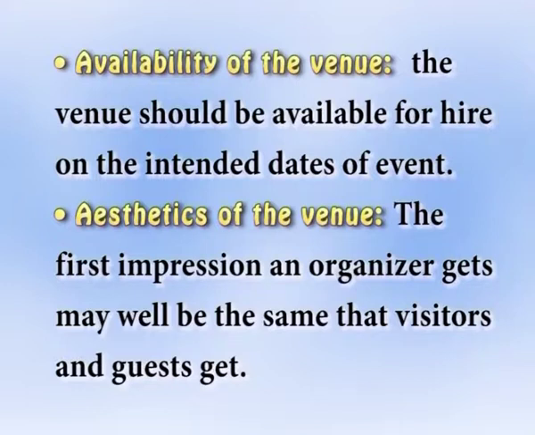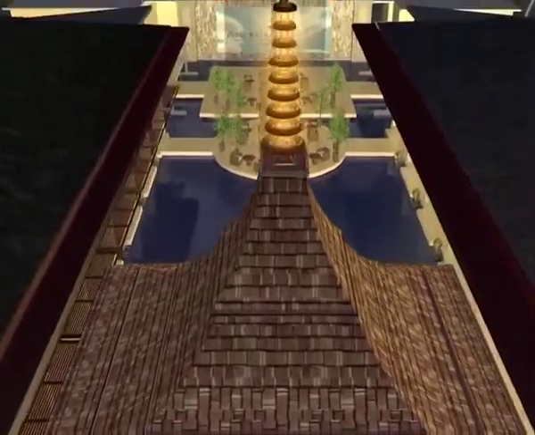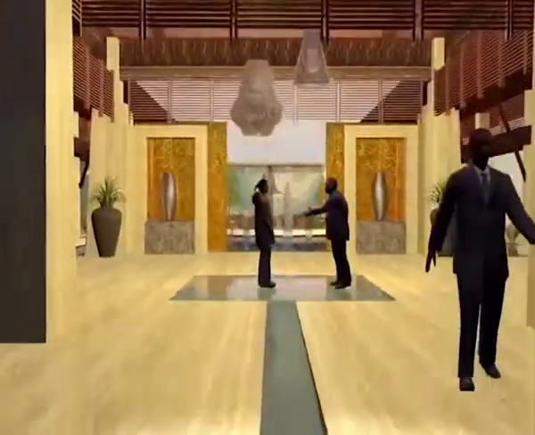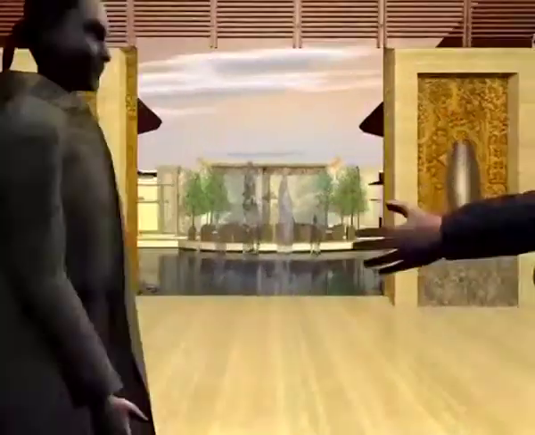Aesthetics of the venue. The first impression an organizer gets may well be the same that visitors and guests get. What does the site look like? What are its surroundings? Is it attractive? What the venue can provide. A venue is not just a physical space for organizing the event. The event planner's work becomes easy if the venue can provide additional services or products like technological equipment, staff, catering, stationery, Wi-Fi, power backup, etc.